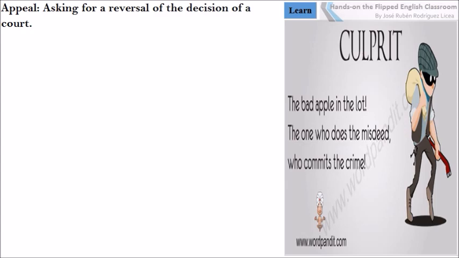Appeal, asking for a reversal of the decision of the court. Barrister, a British term for a lawyer. Caution, care taken to avoid danger or mistakes. Cell, an area considered a living space for inmates within a prison.